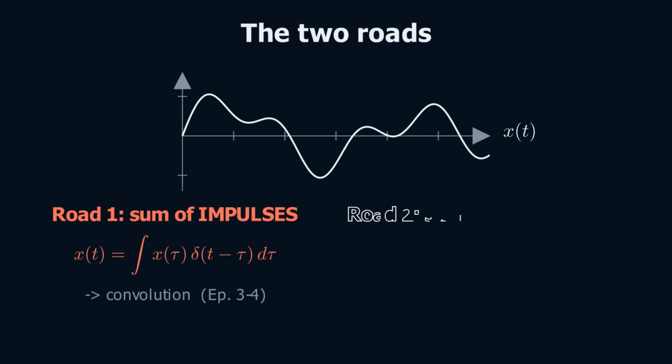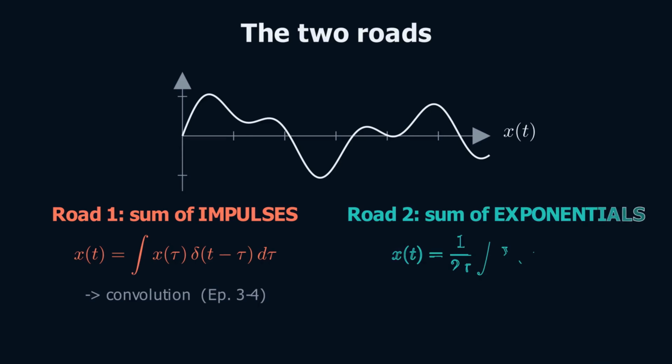Road 2, build it from spinning exponentials, the e to the j omega t arrows from episode 1, each with its own speed and size. Follow this road and you arrive at Fourier, and beyond it, Laplace. The entire subject of signals and systems is these 2 roads and the bridges between them. That is the map. Keep it on the wall for the next 10 episodes.